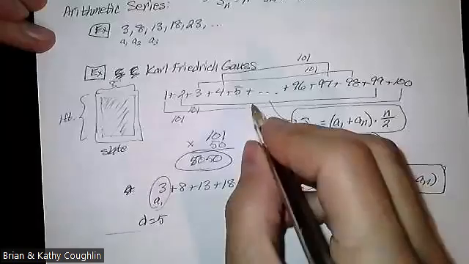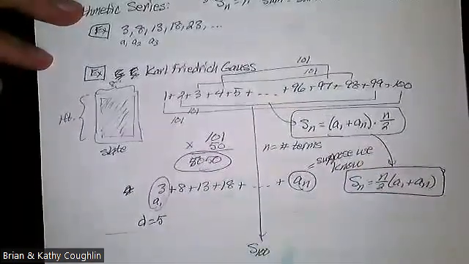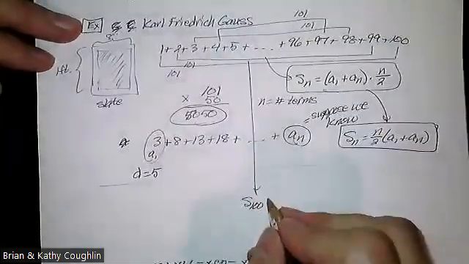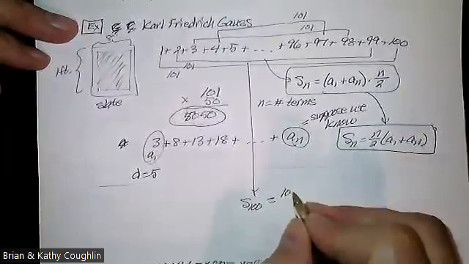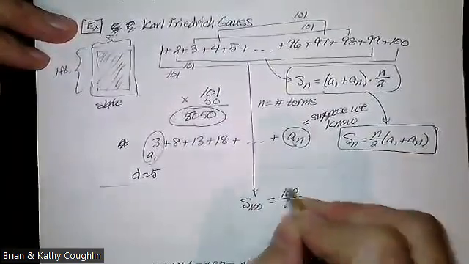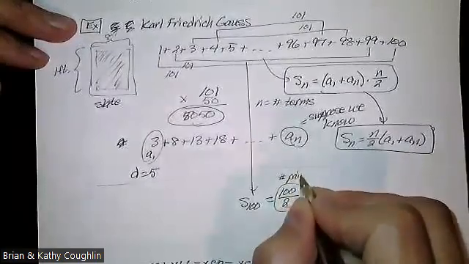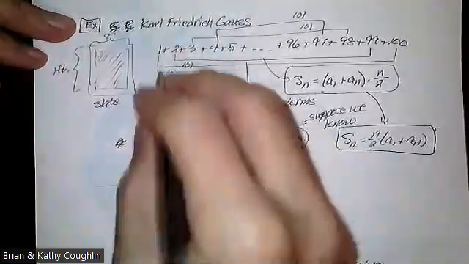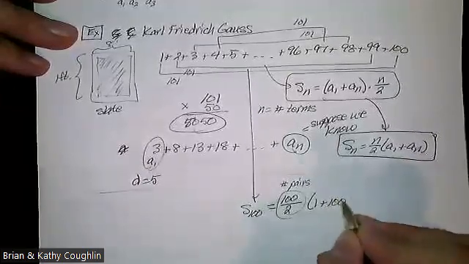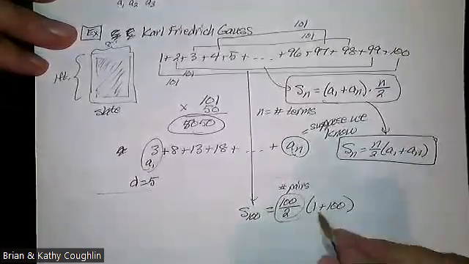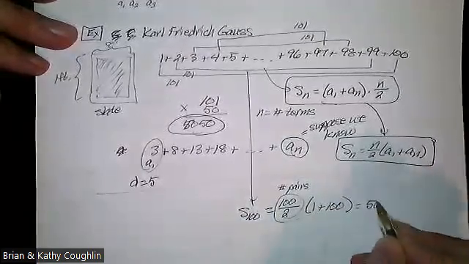But let's try it with the 1 through 100. So S100, let me scoot this up so you can actually see what I'm doing. S100 would be equal to the number of terms, which is 100, cut in half. So this is the number of pairs. And then the first term in this case would be 1. The last term would be 100. And then just multiply that by 50. And you're done.